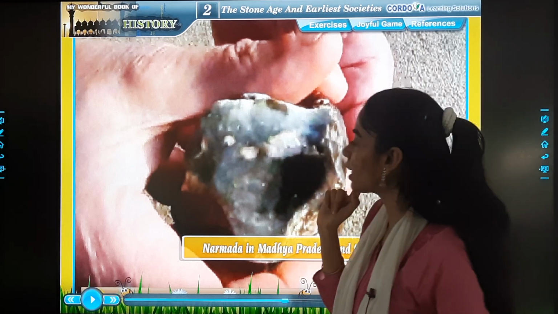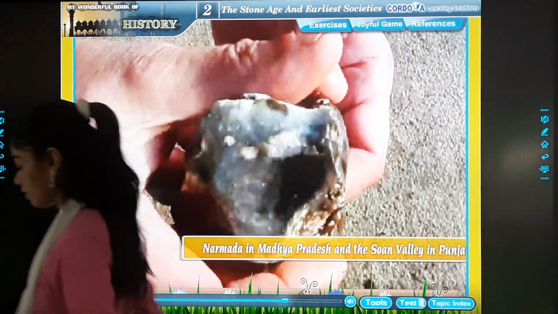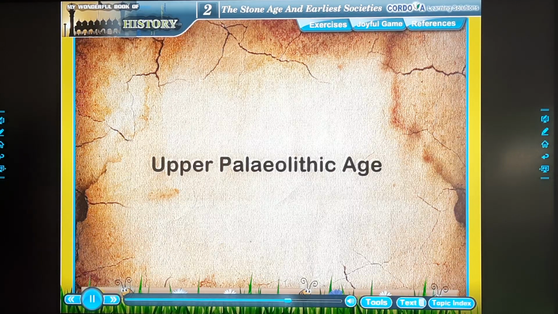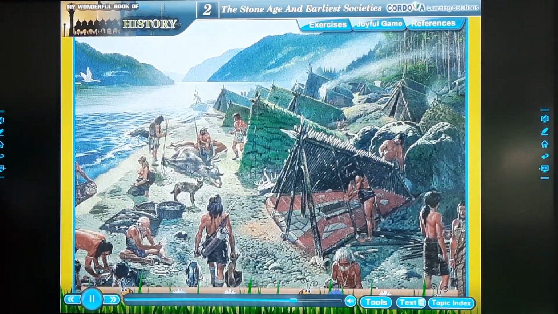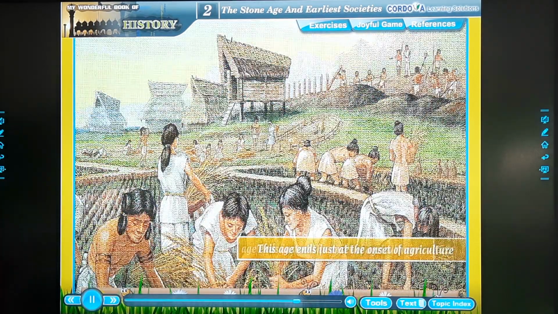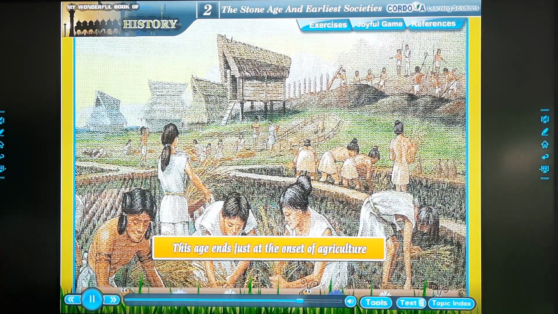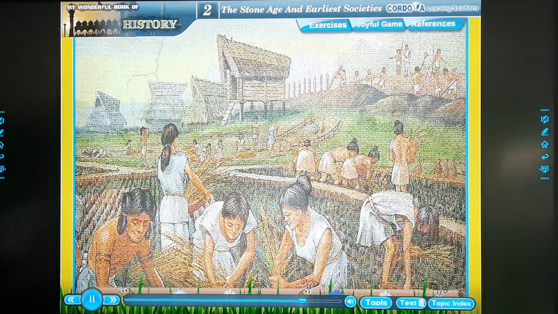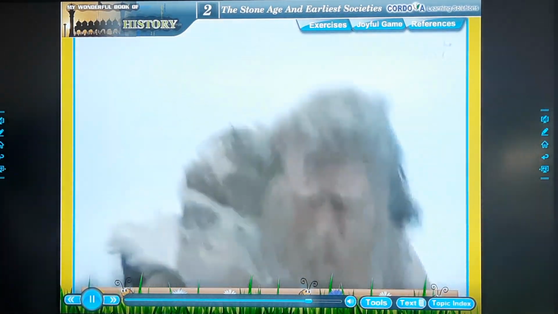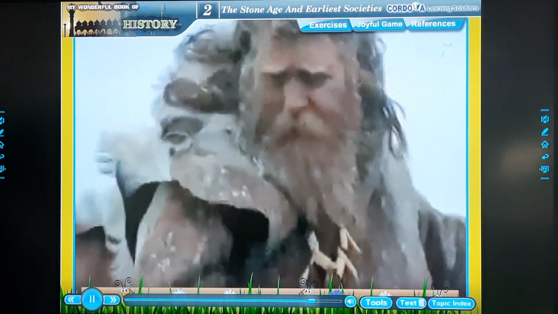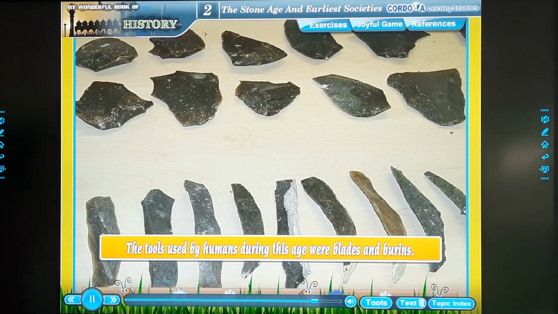Okay, so the last one, Upper Paleolithic Age. Upper Paleolithic Age is the final phase of the Ice Age. This age ends just as the onset of agriculture. During this age, the climate changed dramatically. From cold, it became warm. The tools used by humans during this age were blades and burins.